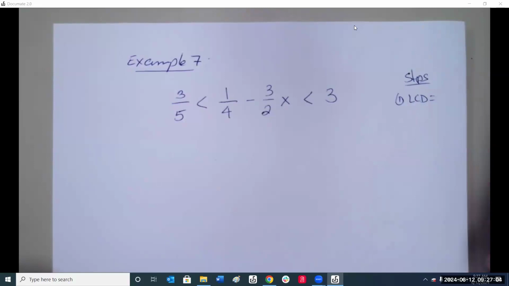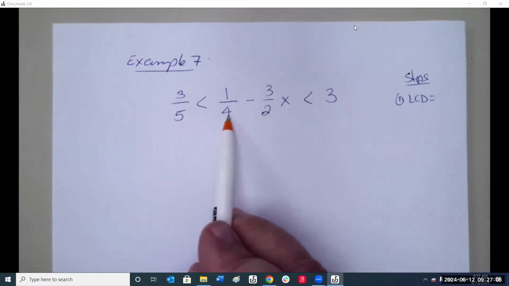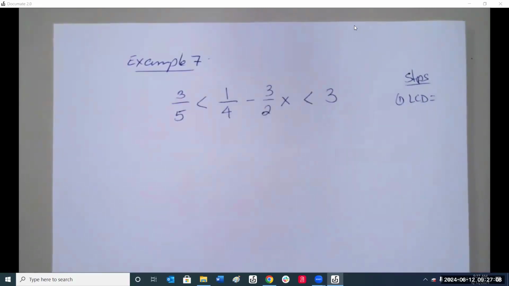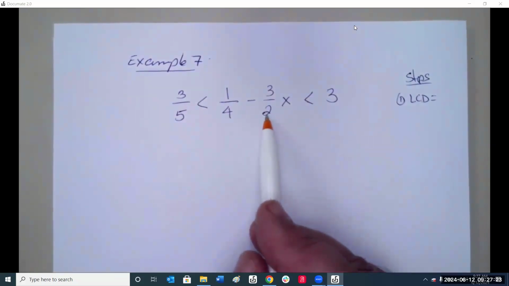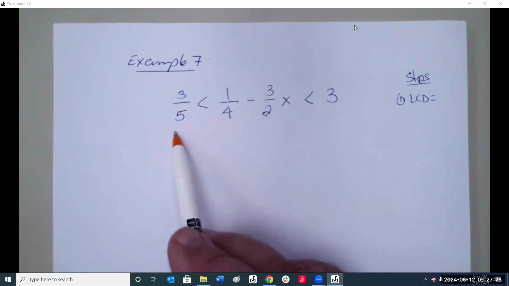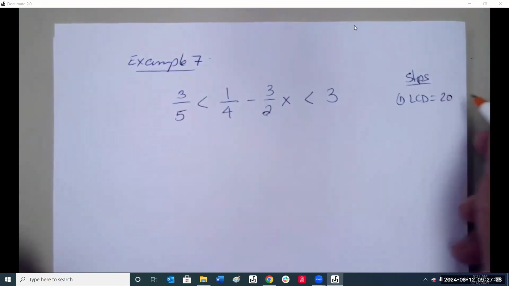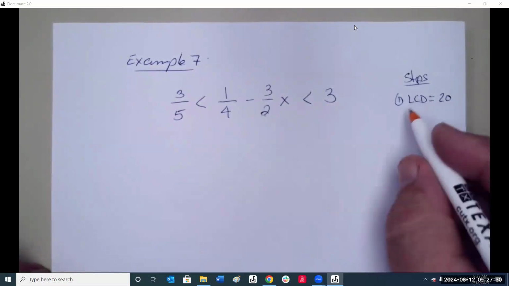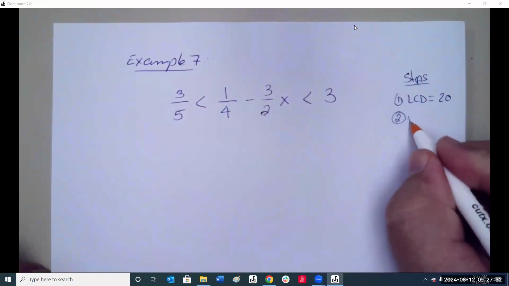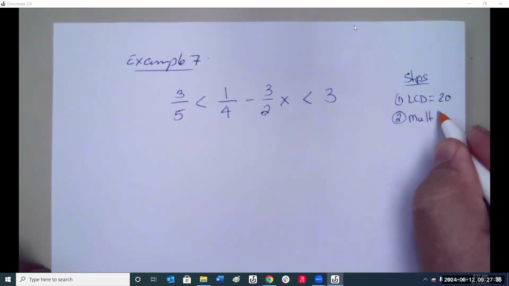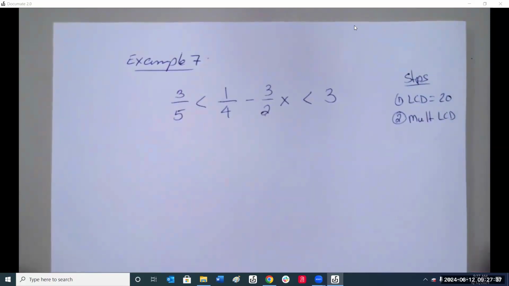Find the LCD. What's the smallest number that 5, 4, and 2 all fit into? 10. Does 4 fit into 10? 4 times what is 10? 20. Because 2 goes into 20, 4 goes into 20, and 5 goes into 20. So the LCD is 20. What do you do with the LCD? Multiply the LCD to each term.